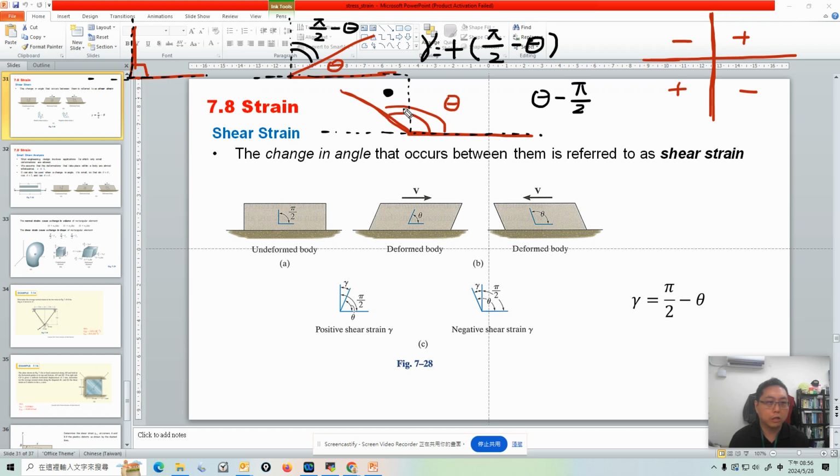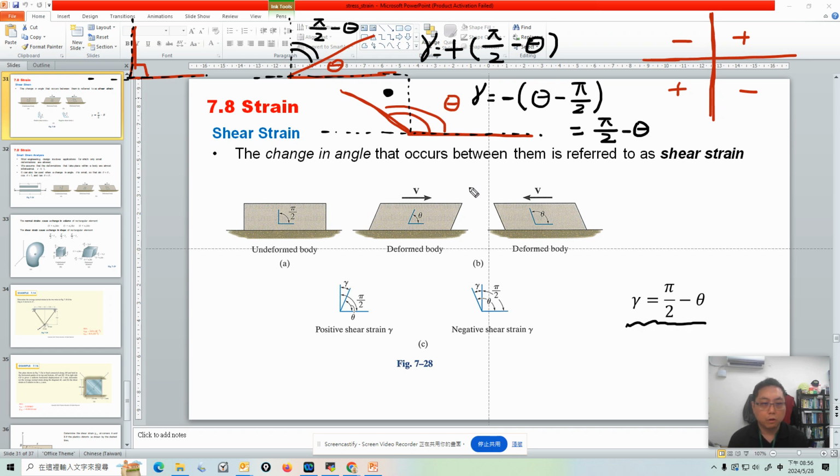The angle change is here, in this quadrant, which is negative. So there will be a negative in front of this angle change. The shear strain equals minus (theta minus pi over 2), which becomes pi over 2 minus theta. So you see, we still reach the same conclusion.